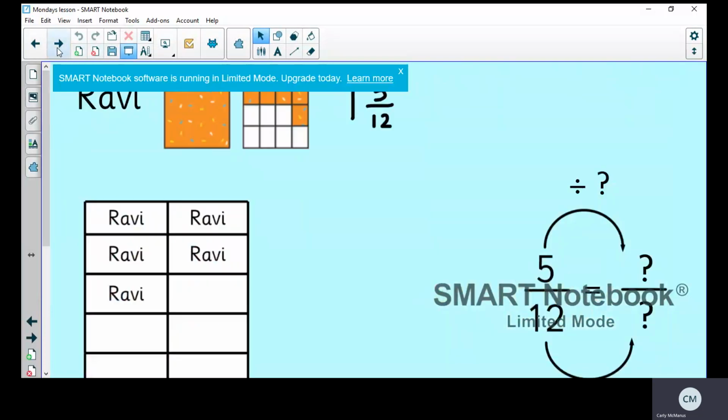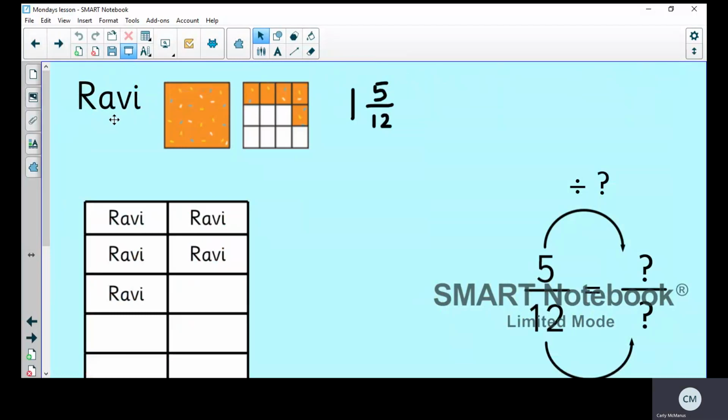So today we're going to simplify fractions, which basically means that we're going to make the fraction as small as possible while it's still equivalent. So I'll just explain that to you. So here we've got Ravi, and say he's got a cake. He's got 1 whole cake, and then he's got 5/12. Now that's where the 1 whole comes from here, and the 5/12, because this cake has been split into 12 parts and we're just looking at 5 of them.